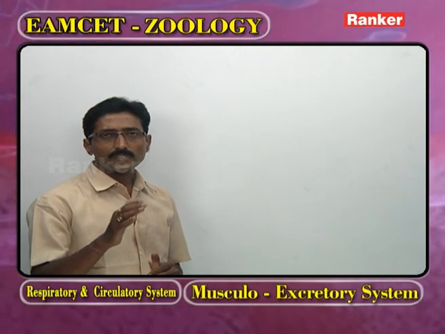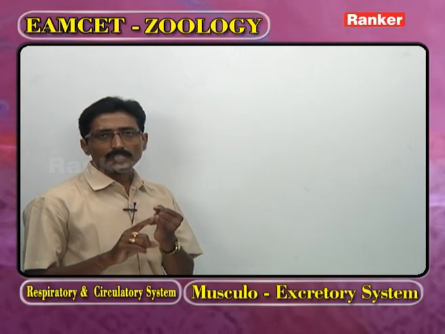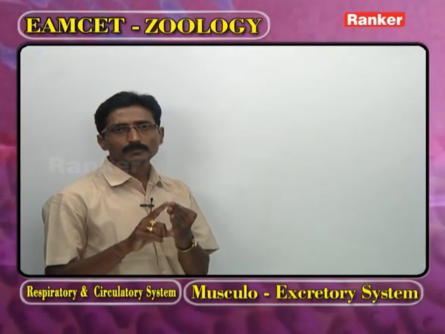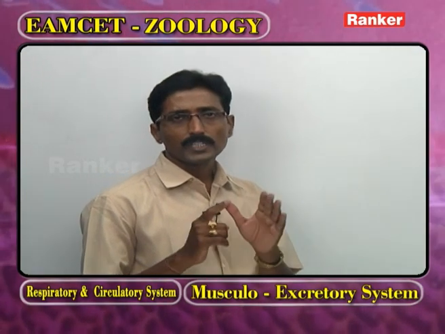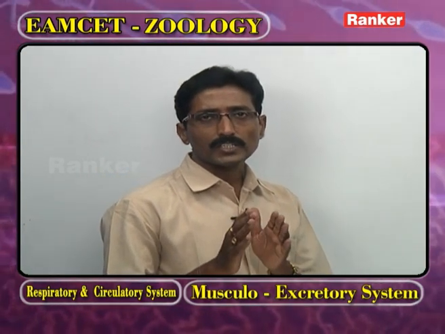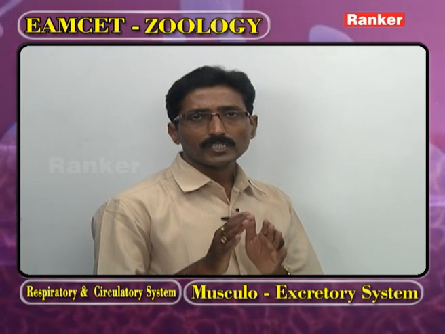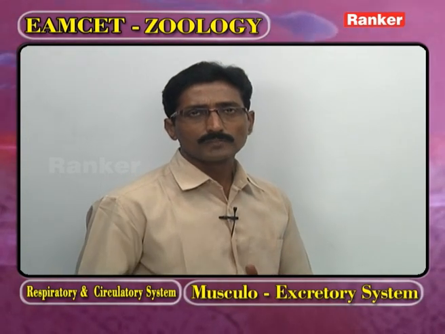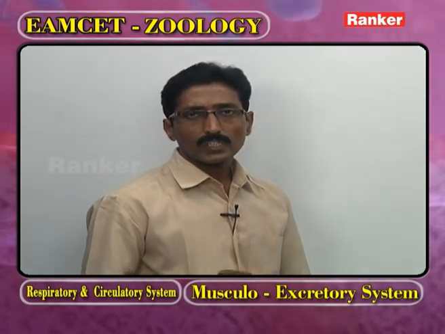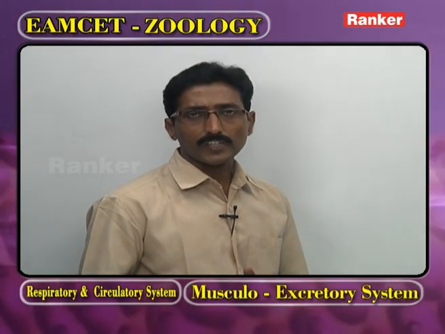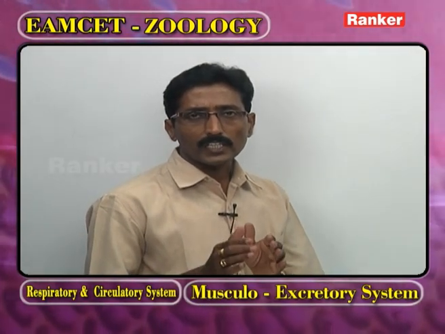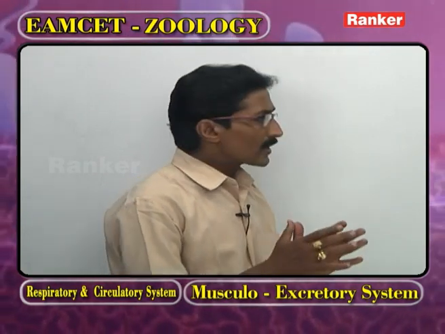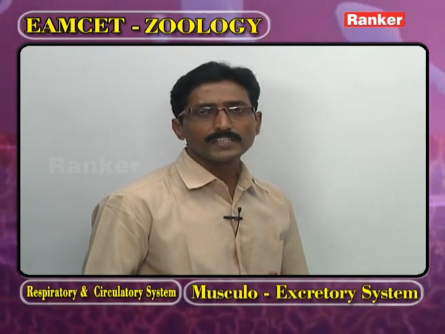And from the musculoskeletal system, respiratory system, circulatory system, excretory system, reproductive system, nervous system, endocrine system, from each system we are getting 1 question. Now as usual, regarding each and every question we have to discuss some important points. First of all, we have to discuss the respiratory system.